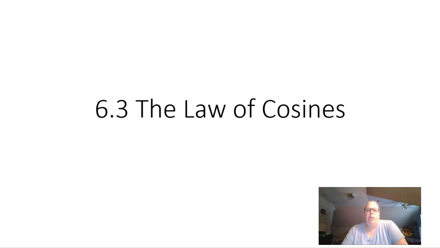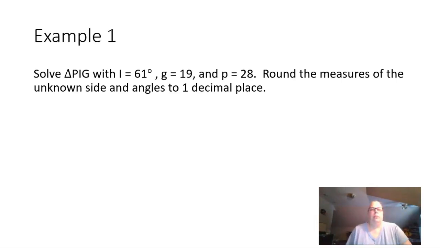The examples in this video go with section 6.3, the law of cosines. Example 1: solve triangle PIG with angle I equal to 61 degrees, side G equal to 19, and P equal to 28. Round the measures of the unknown side and angles to one decimal place.